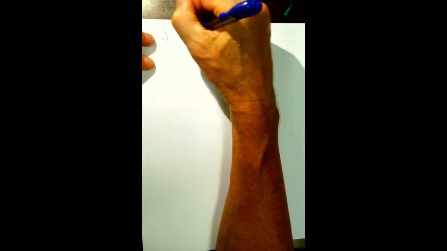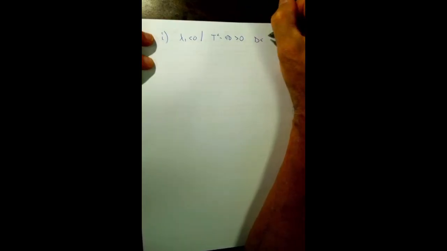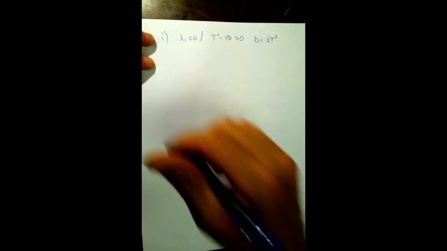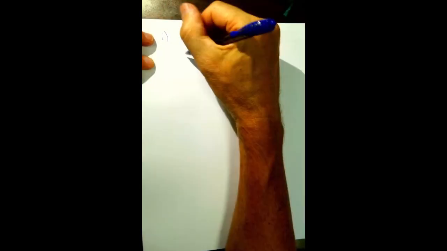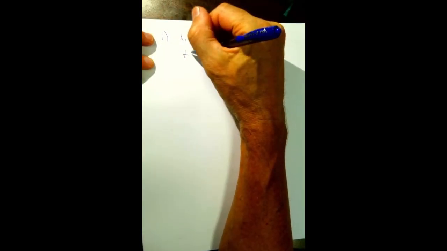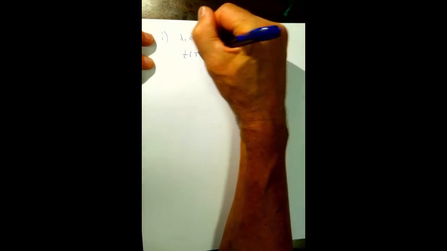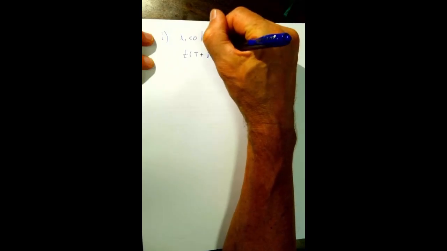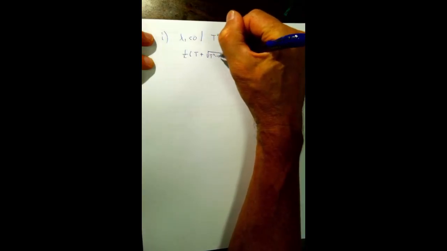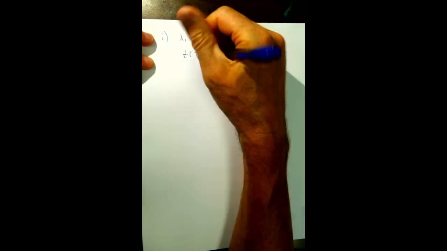So what do we have? We have lambda 1 is negative. T squared minus 4d is positive, which means that d is less than 1/4 t squared. I'm assuming lambda 1 is negative, so that means that 1/2 of the quantity t plus the square root of t squared minus 4d is negative.